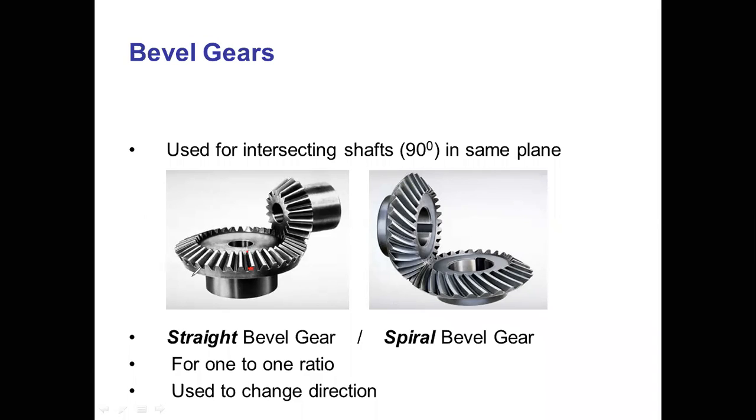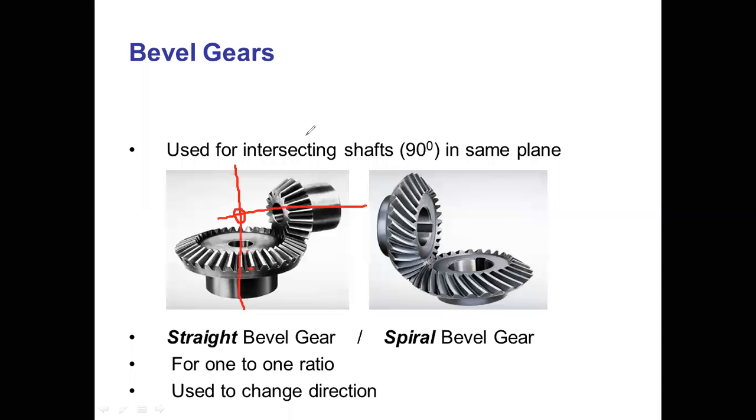Generally, bevel gears are used to transmit power when two shafts are perpendicular to each other, or when the axes of the two gears are intersecting each other. If we see this, this is the axis of the first gear and this is the axis of the other gear. At one point these axes will meet each other, and in such power transmission, bevel gears are used.